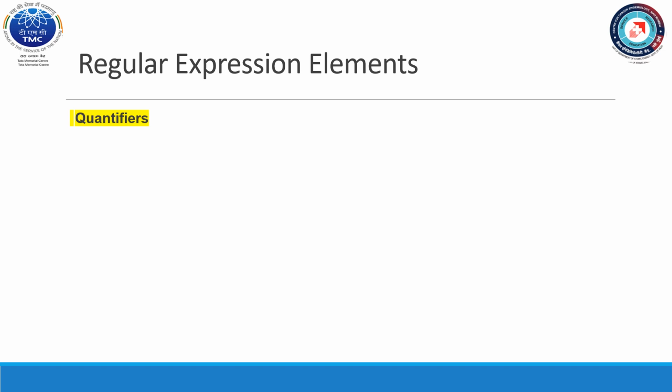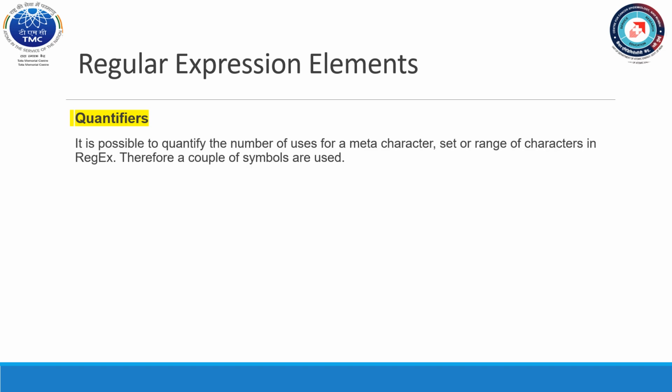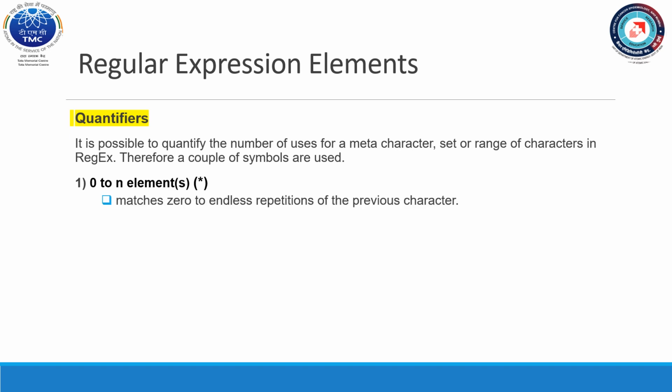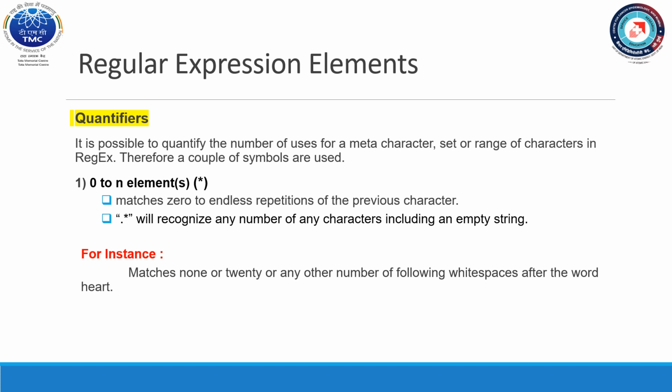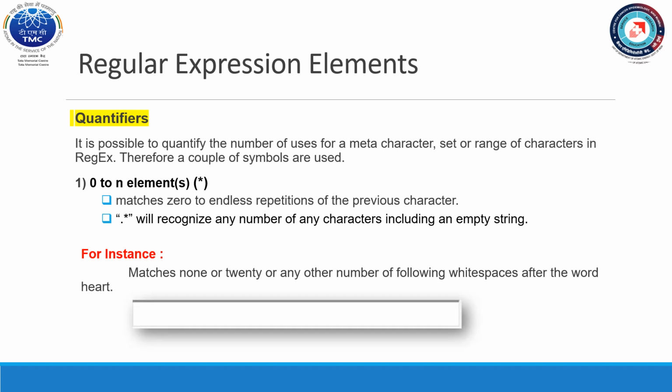Quantifiers. It is possible to quantify the number of uses for a meta character, set or ranges of characters in a regular expression. Therefore, a couple of symbols are used. First is the asterisk for 0 to n elements, which matches 0 to endless repetitions of the previous character. Dot asterisk will recognize any number of any characters, including an empty string. For example, to match none or 20 or any number of white spaces after the word heart, you can write the regular expression heart\s*.